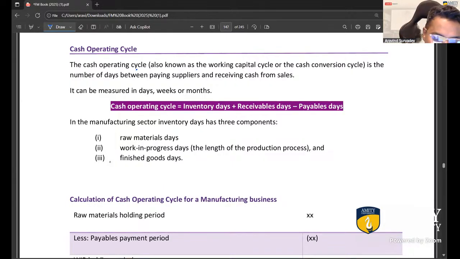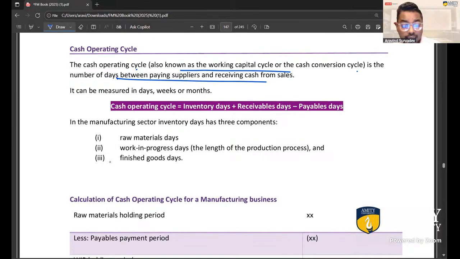So the cash operating cycle, known as the working capital cycle, is the number of days between paying the suppliers and receiving cash from sales. It can be measured in days, weeks, or months. Cash operating cycle is equal to inventory days plus receivable days minus payable days. Now, in the manufacturing sector, inventory days has three components: raw material days, work in progress days, the length of the production process, and finished goods days.